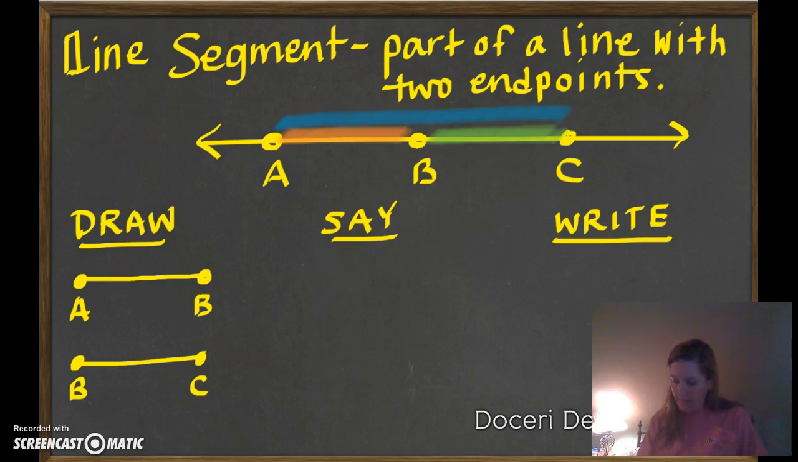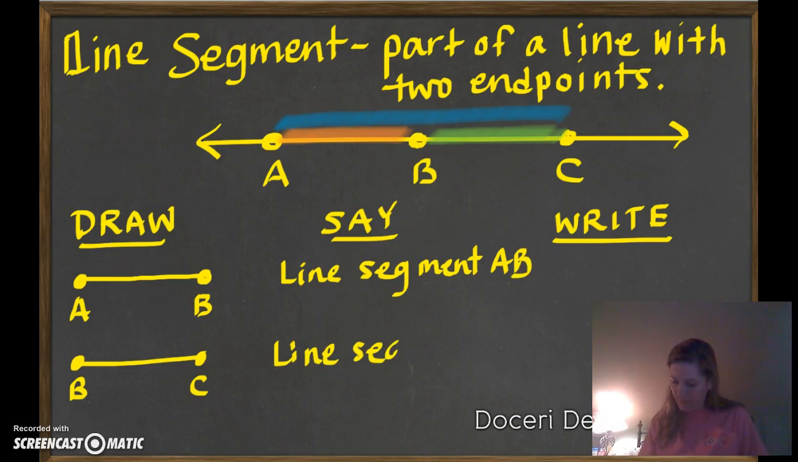And the way I would say this is I would just say line segment AB. Or if I was referring to the other one, I'd say line segment BC. And I would write that similarly to how I would write a line, but since there are endpoints, I don't have arrows. A line without arrows signifies that it's a line segment with my two endpoints.